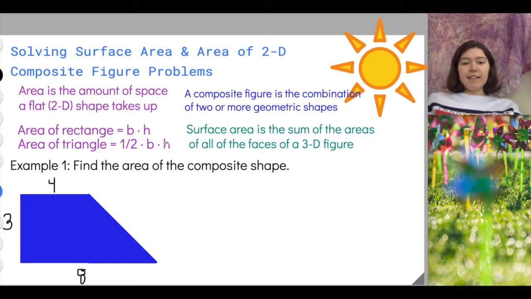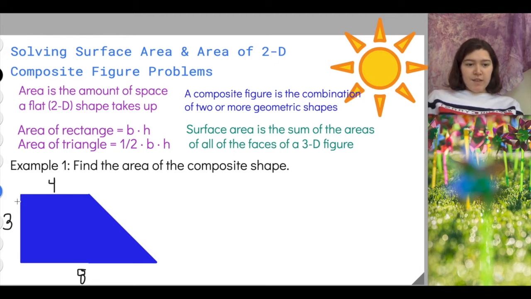All right, so let's look at example 1. So we're asked to find the area of the composite shape. Okay, and we're given some information, but not a ton. So we're given that this side length is 3, this side length is 4 units, and then this long side length is 8. And we want to find the area of the whole thing.